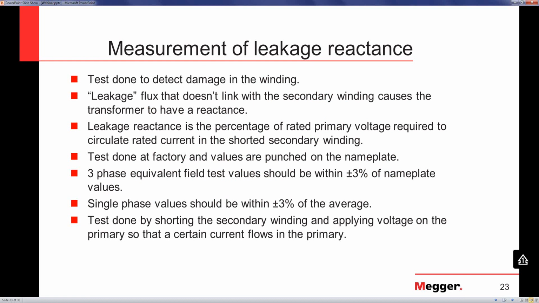The test is done by shorting the secondary winding and applying voltage on the primary so that a certain current flows in the primary, as I said earlier. So this test reflects the geometry of the circuit, the physical condition of the windings. Any winding deformation will cause a deviation in the leakage impedance.